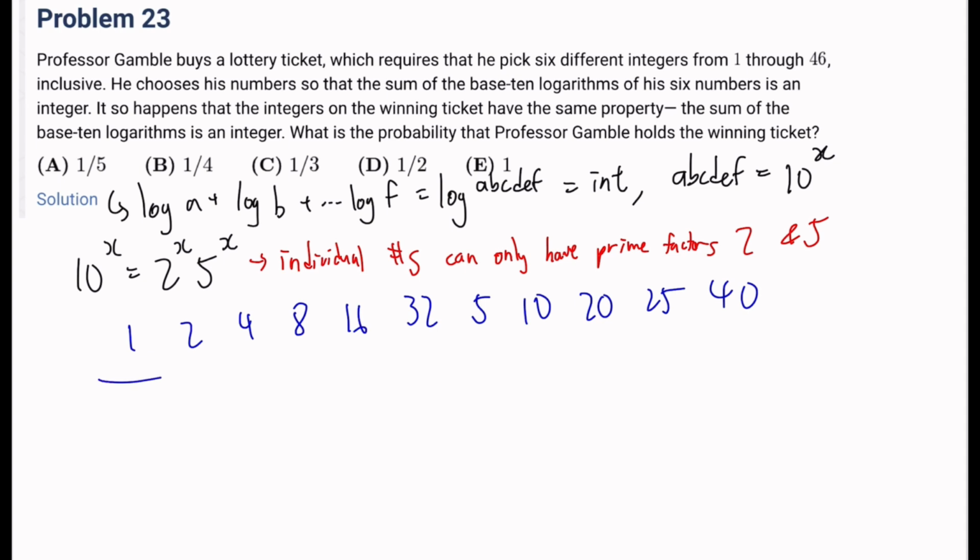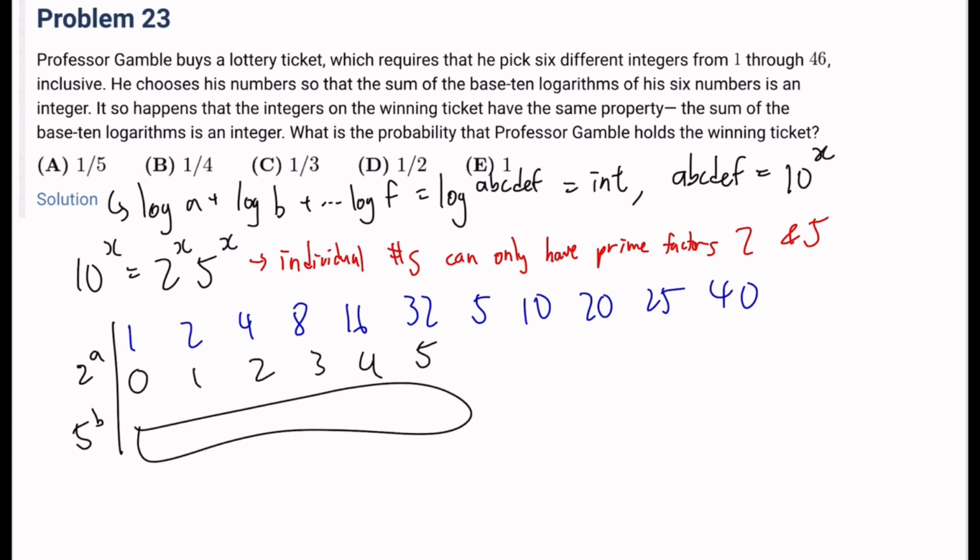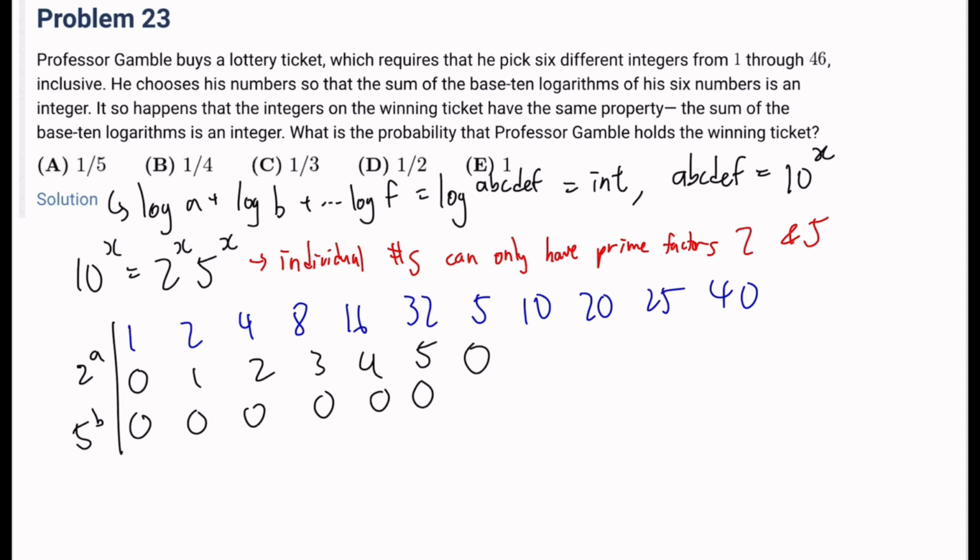And so if we prime factorize these things, each is 2 to the a power times 5 to the b power. Let's write the values of a here and the values of b there. For 1, 2, 4, 8, 16, 32, a will be 0, 1, 2, 3, 4, 5, and the b's are all 0. And from 5 to 40, 5 has 2 to the 0th power, then 1, 2, 0, and 40 is 5 times 8, so that is 3. And then the b values are 1, 1, 1, 2, and 1.